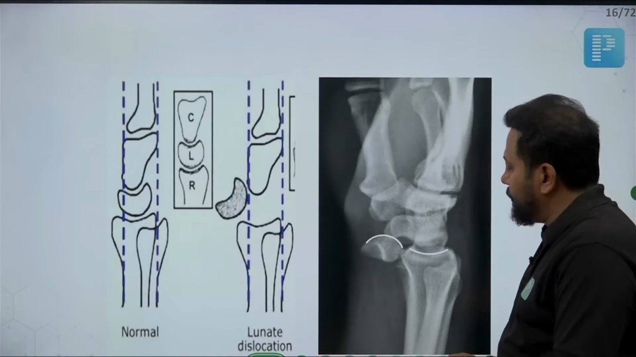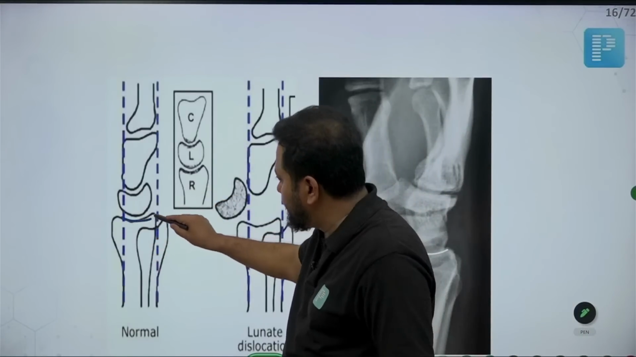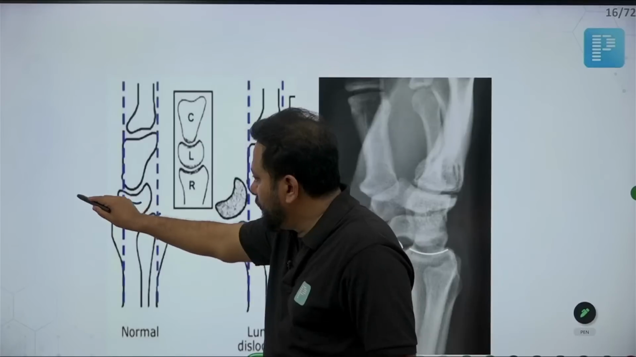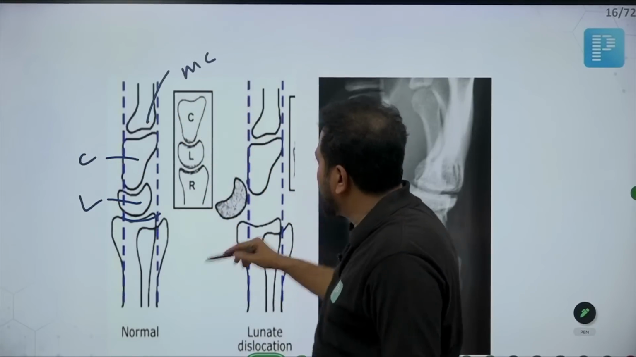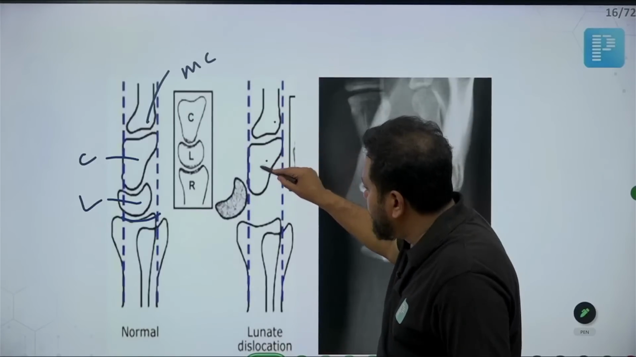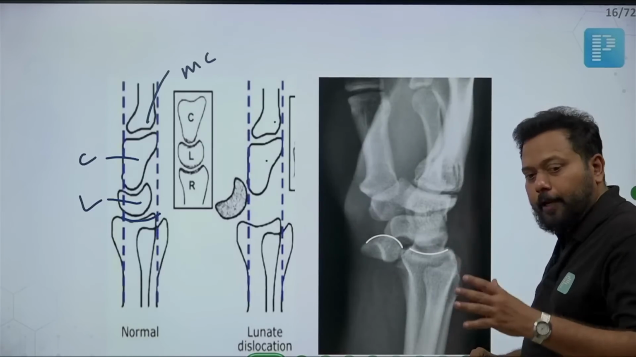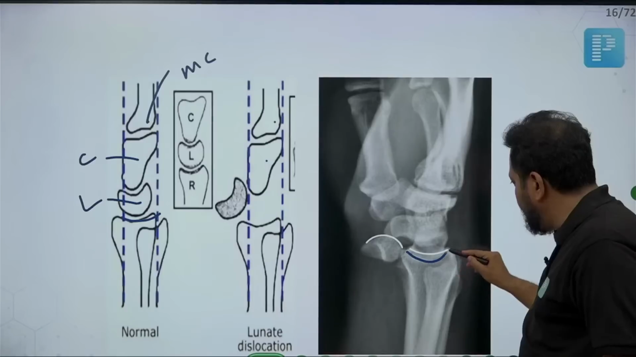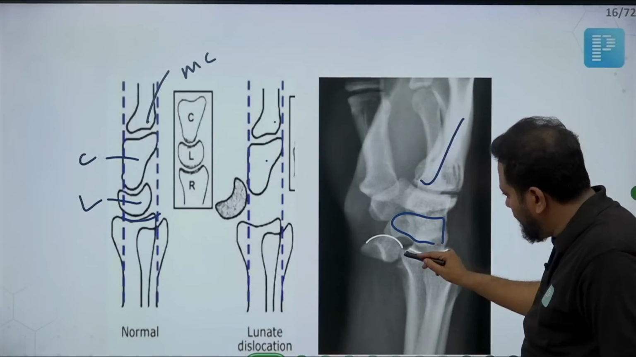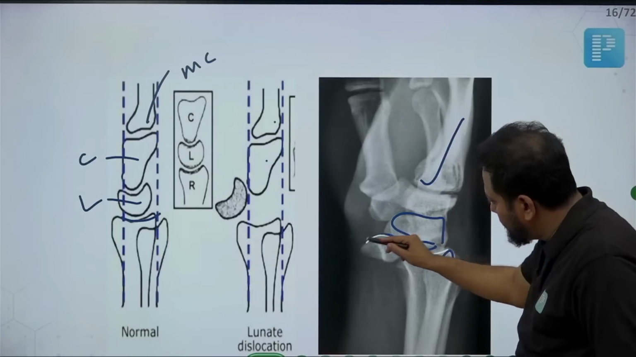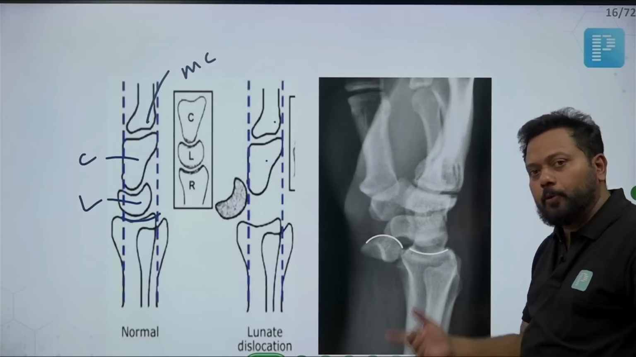And coming to lunate dislocation, just see the image. This is a diagrammatic representation. This is the radius, this is the lunate, this is the capitate, these are the metacarpals. Lunate is dislocated. You see the X-ray clearly. You should know how to differentiate. Lunate you can see only in lateral view. This is the radius, this is the capitate, these are your metacarpals. Lunate should sit here. Instead of that, it has slipped out. You see, it has dislocated. So this is called lunate dislocation.